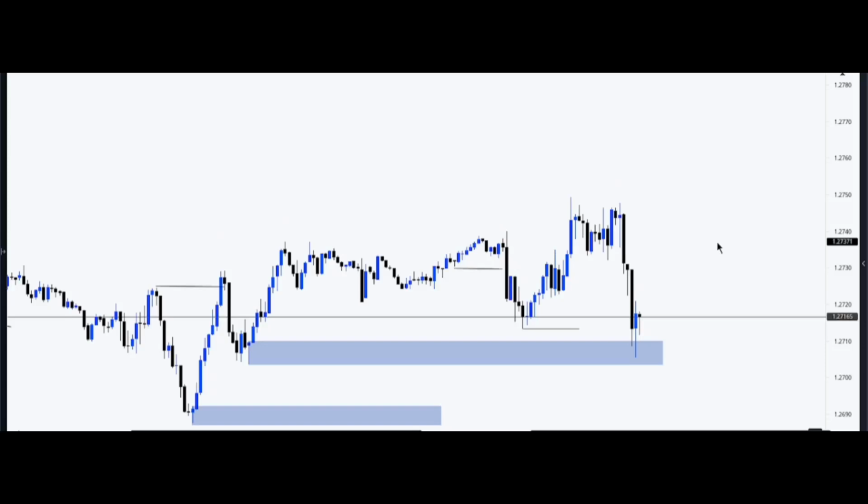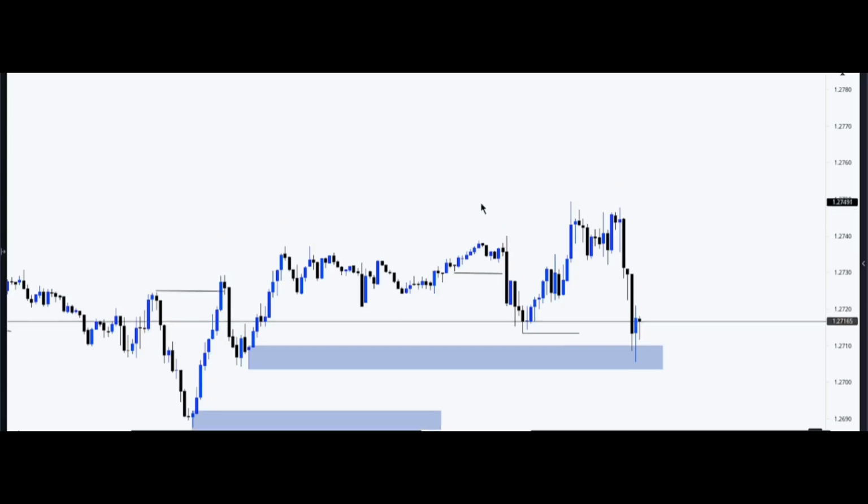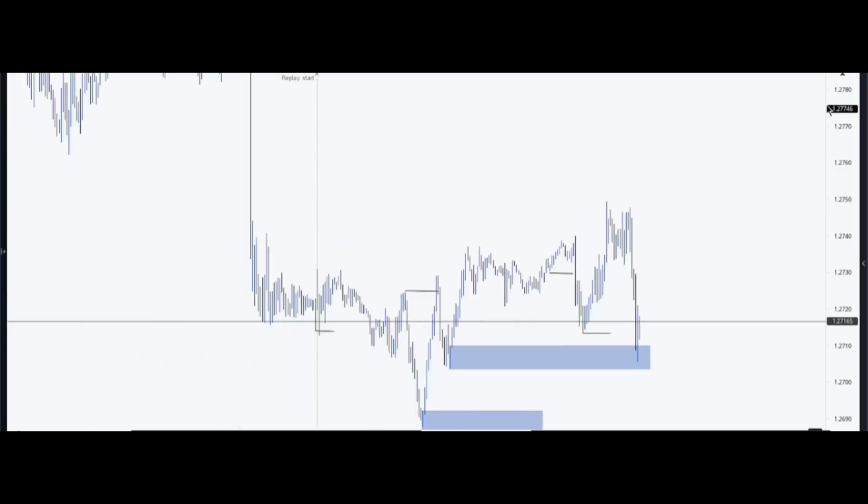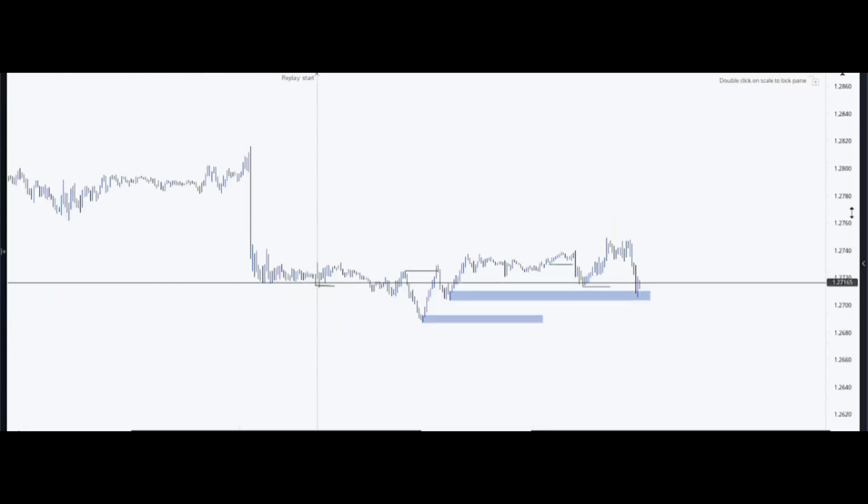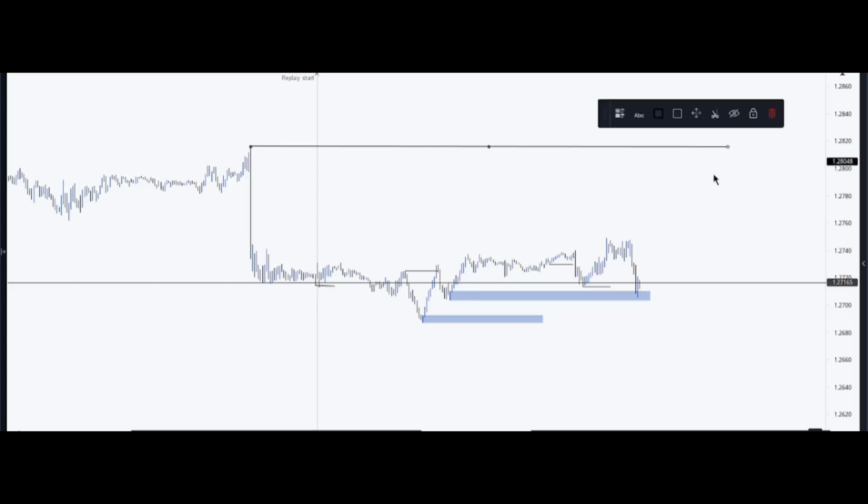All right, where do we target? Let's look at where we target here. It's as simple as that. We don't need to complicate anything. This is where we'll target. This is our high. That's our target.